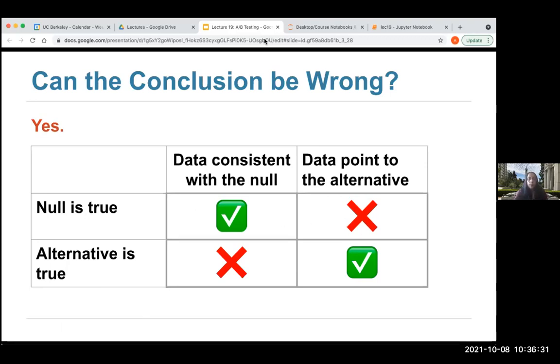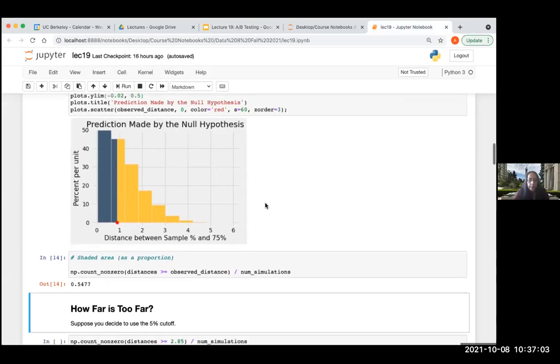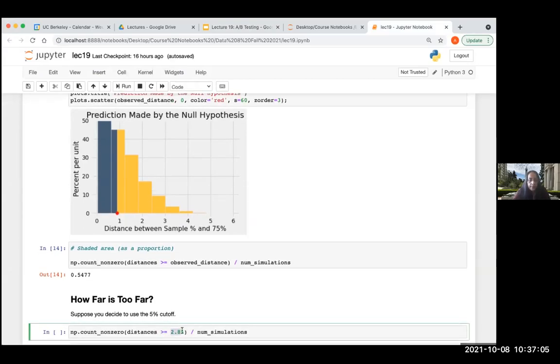And what the method of making conclusion does, it gives us a handle on how frequently we make this error. If the null is true, then what is the chance that you're actually going to be wrong? And so what I'd like to do is I would like to go back to our data here.